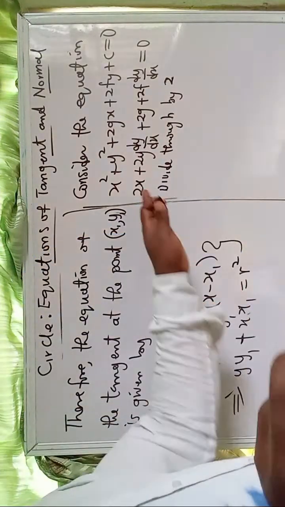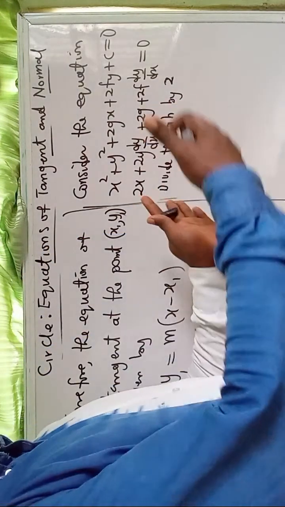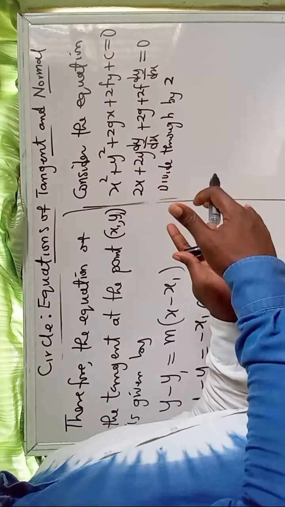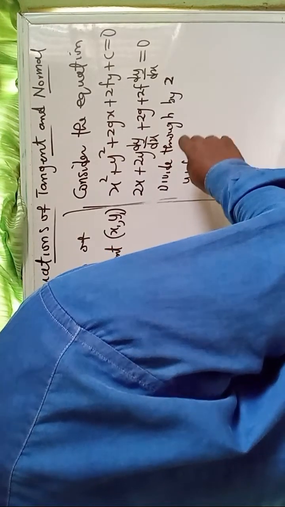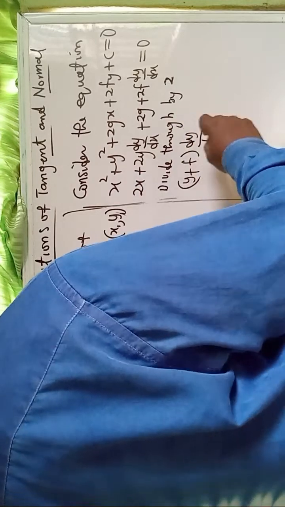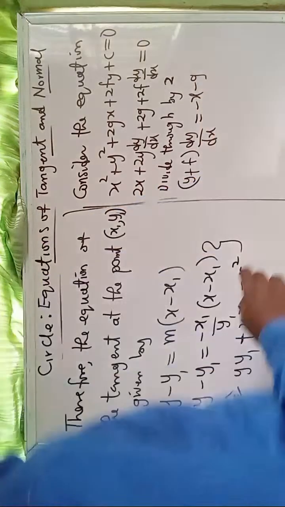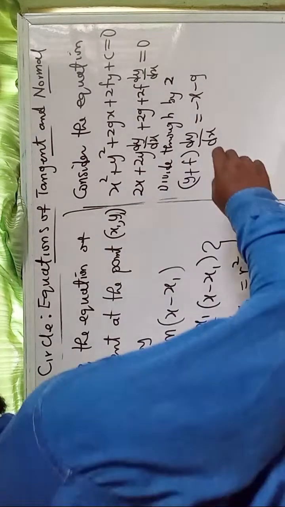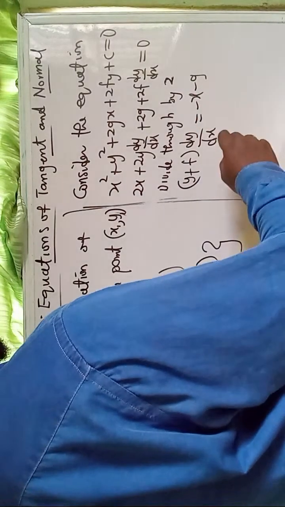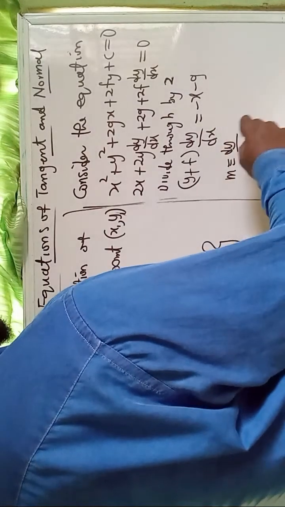So if you divide through by 2, then group and collect terms that are alike. The terms that are alike here are y plus f times dy/dx, and this will be equal to minus x minus g. So here we are looking for dy/dx. So dy/dx will be equal to minus (x plus g) all over (y plus f).